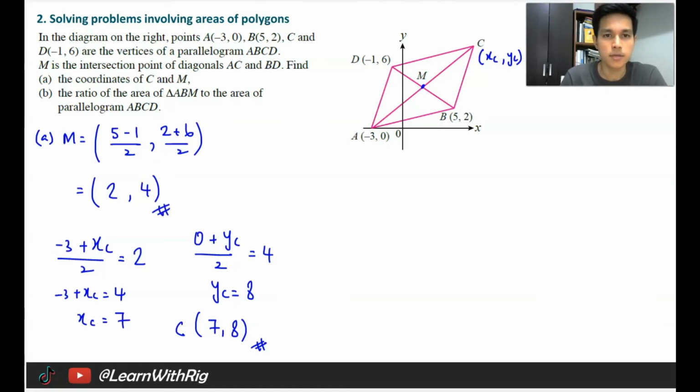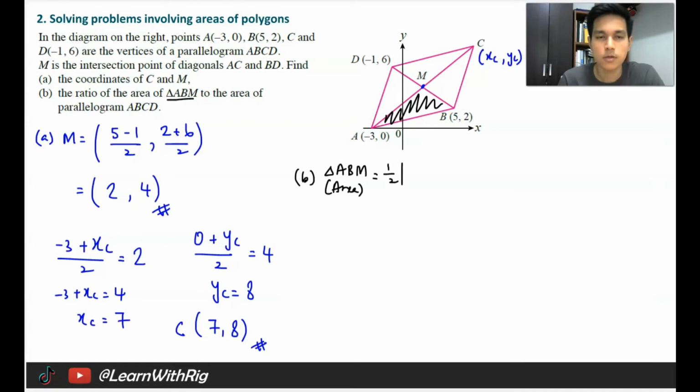Now, question B. Question B wants you to find the ratio of the area of ABM. So ABM is here. The ratio of this area to the area of the entire parallelogram. So basically, you just have to use the formula. So let's find ABM first, okay? Triangle ABM. Okay, the area is equal to, sorry, 1 over 2, I missed out.